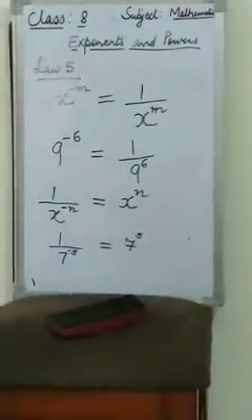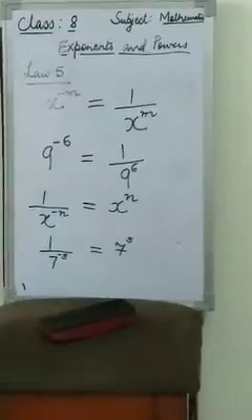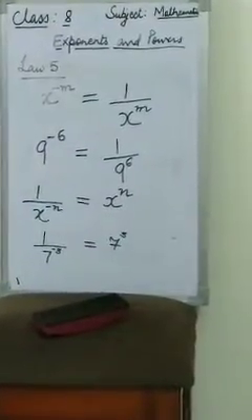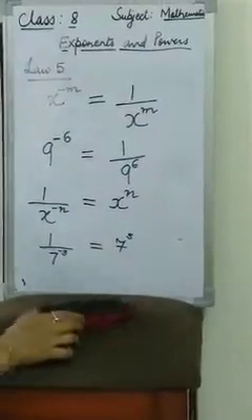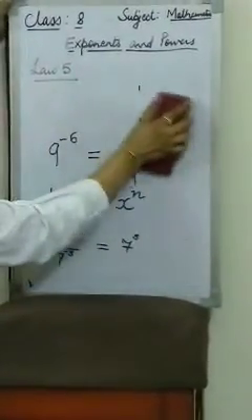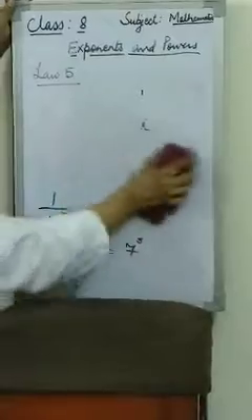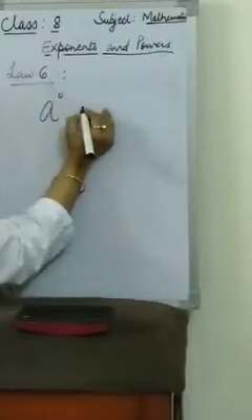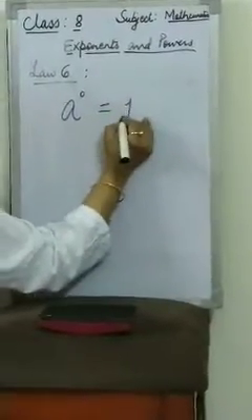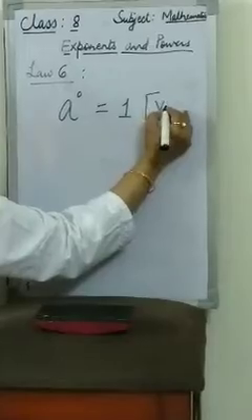The fifth law is based on the conversion of negative index to the positive index. In the sixth law, we are only told that if any base has power 0, then it is equal to 1. A to the power 0, what is its value? 1.